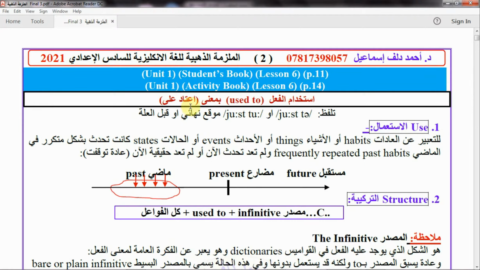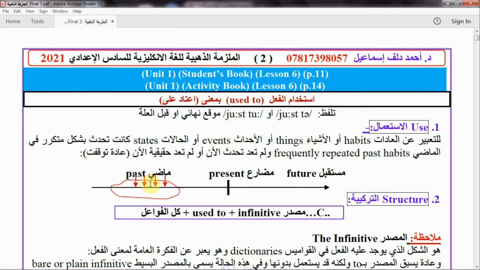That means اعتاد على in Arabic. We pronounce it used to, or used to in the final position or before a vowel. Firstly, we are going to study the use of used to. Used to is used for things, habits, events, or states which were true in the past, but they are not true now.